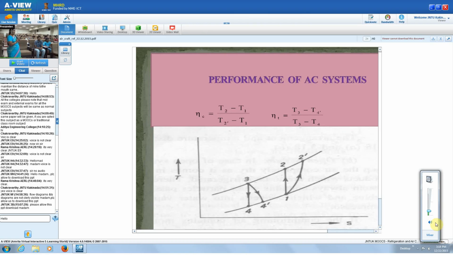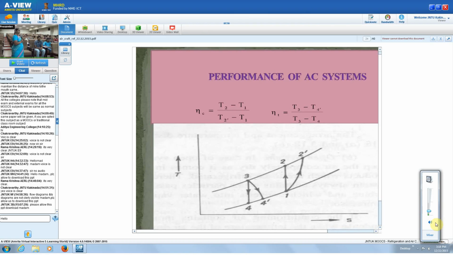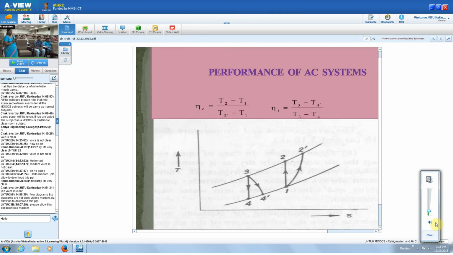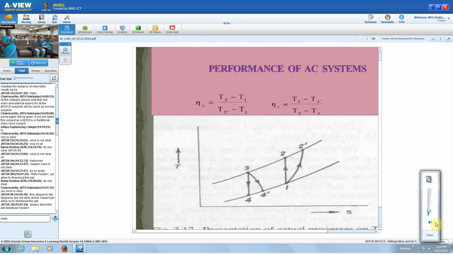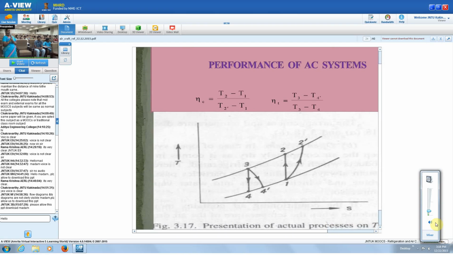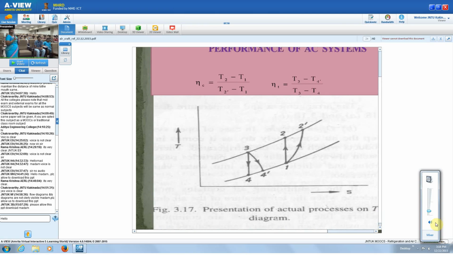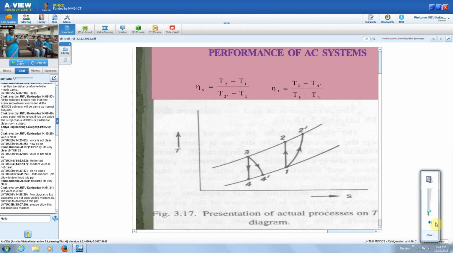So far what we have assumed is that the compression process and the expansion process are isentropic, but these are not isentropic, these will be polytropic also. So the efficiency of the compressor and efficiency of the turbine also play an important role for compression and expansion processes. The isentropic efficiency of the compressor is nothing but the ratio of the isentropic work required by the actual work required.